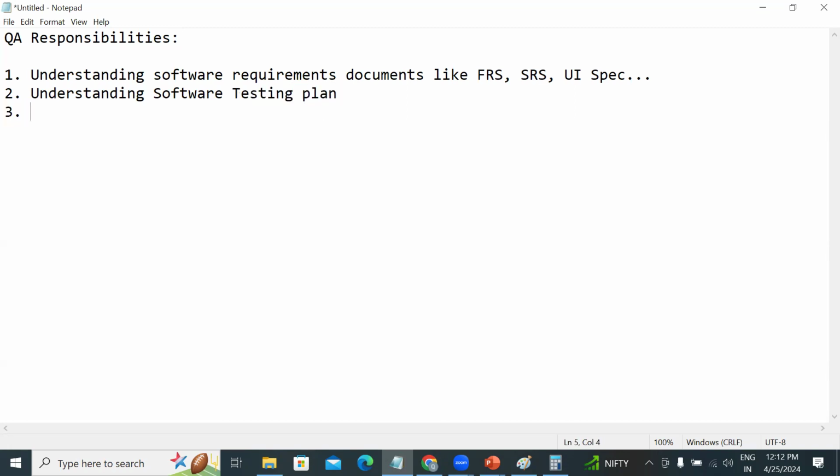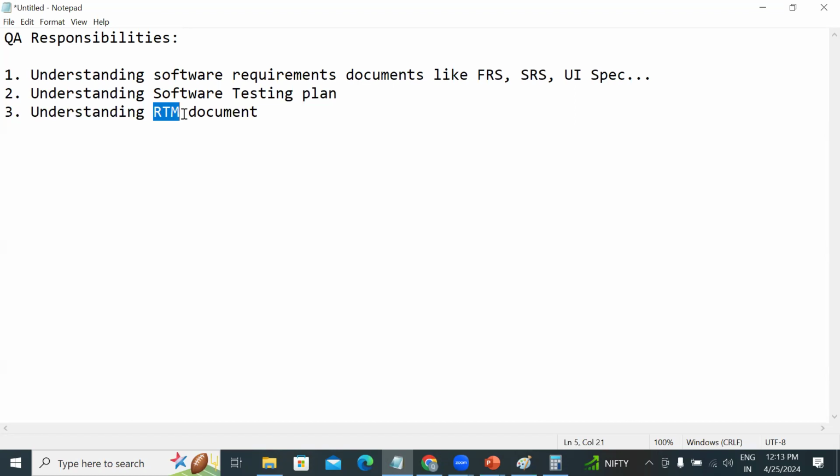Next. Preparing, understanding RTM document. Understanding RTM document: requirement traceability matrix document. What is this? We'll see in the STLC process.